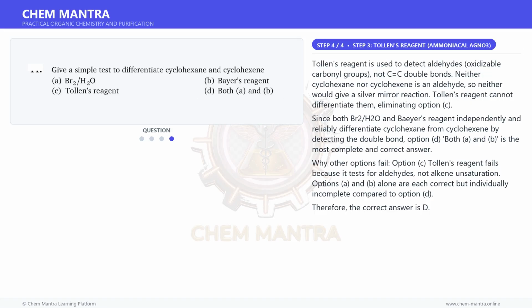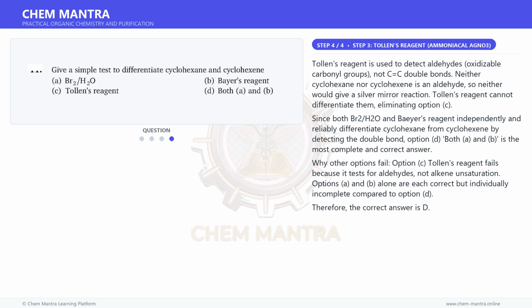And for the final step, Tollens reagent is used to detect aldehydes, oxidizable carbonyl groups, not C=C double bonds. Neither cyclohexane nor cyclohexene is an aldehyde, so neither would give a silver mirror reaction. Tollens reagent cannot differentiate them, eliminating option C.